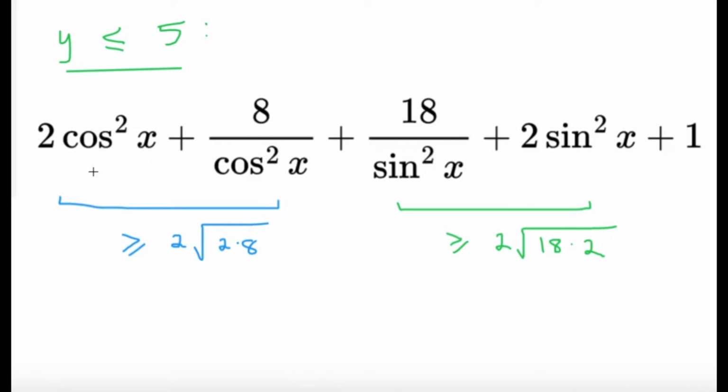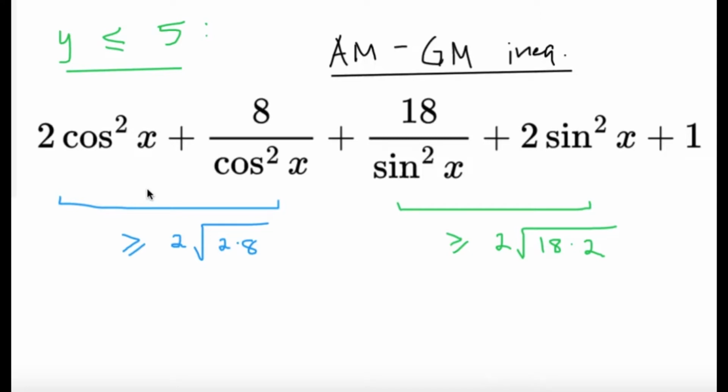But we can disprove this case really easily because we can apply the arithmetic mean, or the AM, and the geometric mean, or the GM. So we can apply the AM-GM inequality to this part. For example, in the first two terms, by using the AM-GM inequality, we get that 2 cosine squared x plus 8 over cosine squared x must be at least 2 times the geometric mean of 2 and 8, so these first two terms should be at least 8. Their sum should be at least 8.